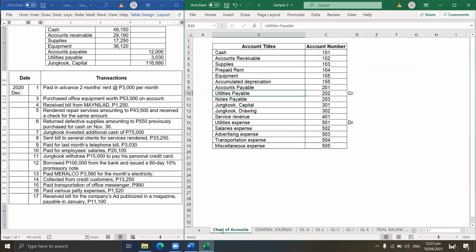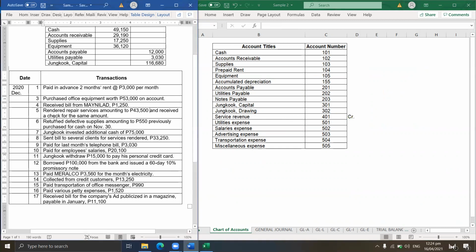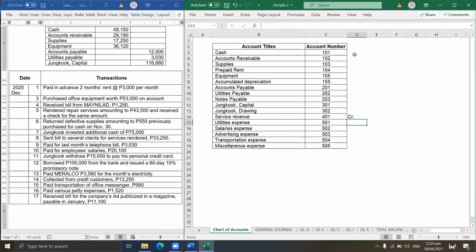Okay? So dahil nag-provide tayo ng services, remember, 'di ba? Our service revenue will increase. So pag nag-increase yung revenue, that will be represented by a credit. And then, binayaran ba tayo? Yes, we received check. So, check is considered as good as cash. So, we can put it as cash. So, debit cash. So, ang entry natin would be debit cash and then credit service revenue.